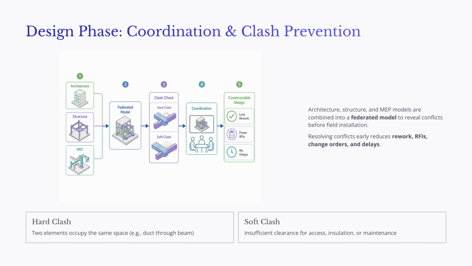During the design phase, one of the most important BIM uses is design coordination. On a construction project, architects, structural engineers, and MEP engineers each develop their own models. These models contain different types of information, but they all have to work together in the actual building. This is where a federated model becomes important. A federated model brings separate discipline models together into one shared coordination environment. It does not replace the individual models. Instead, it allows the project team to see how the systems interact before field installation begins.